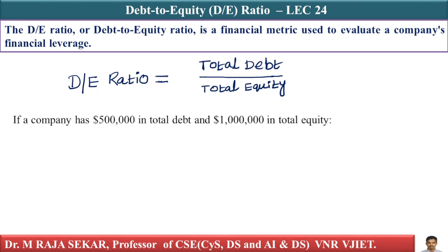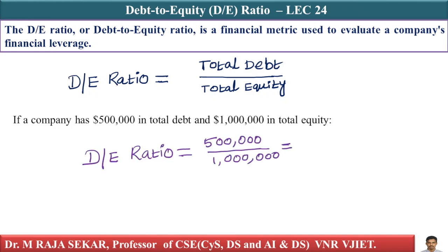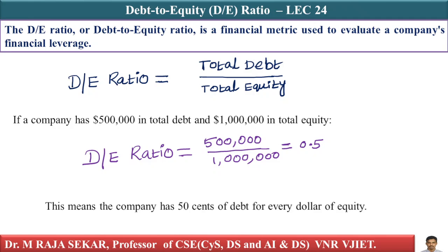Actually, let me consider one simple example. Let me say a company has this much debt, and how can I calculate debt to equity ratio? It is total debt by total equity. I'm substituting the numbers, and I'm getting debt to equity. It's an elementary class problem. I'm getting 0.5. What does it mean? What's its interpretation? This means the company has 50 cents of debt for every dollar of equity, isn't it?